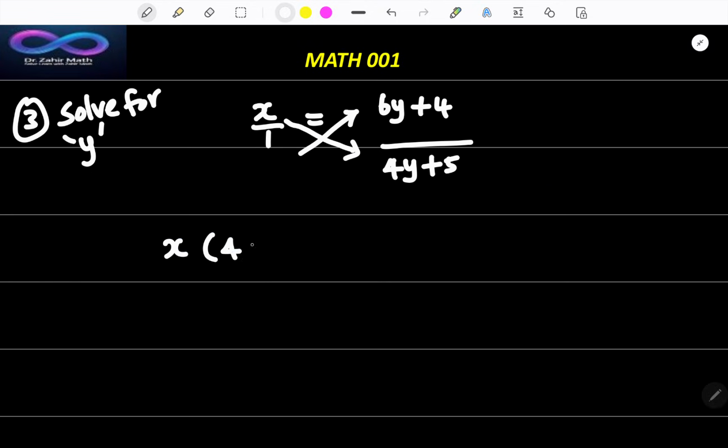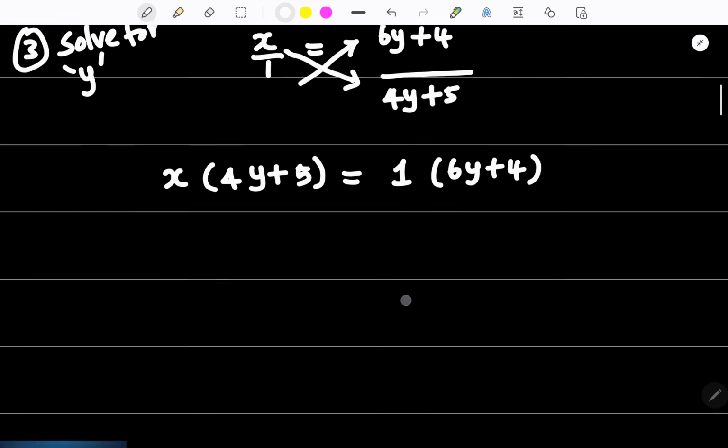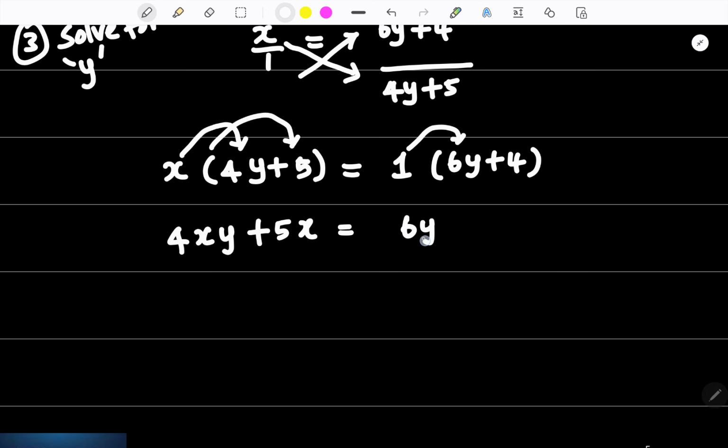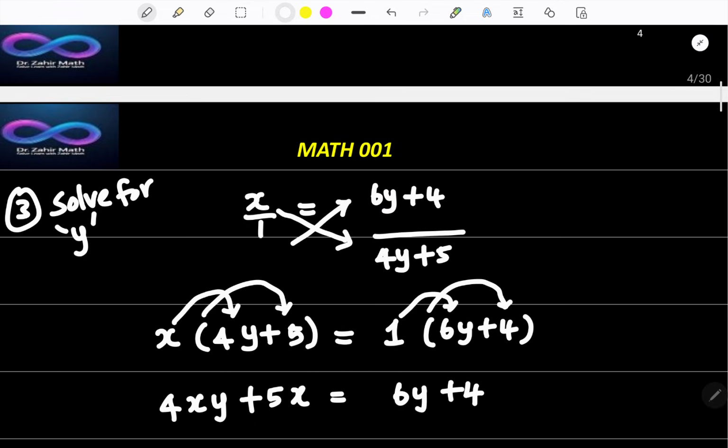x times 4y plus 5 is equal to 1 times 6y plus 4. This is equal to x into 4y, 4xy. X into 5 is 5x. 1 into 6y is 6y. 1 into 4 is 4.